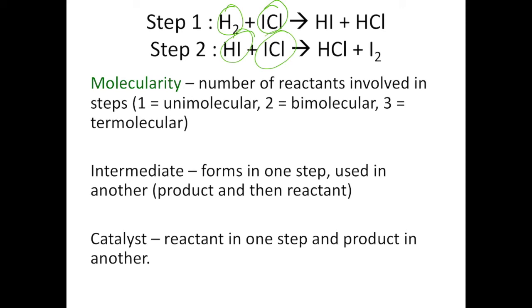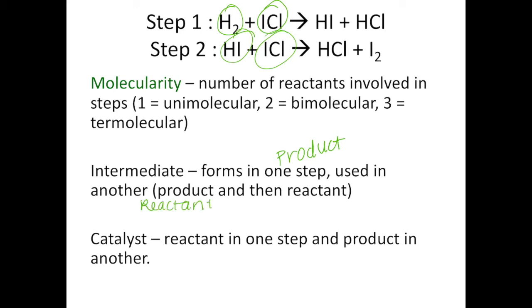If you are asked for the molecularity, you just have to look at each step and tell me if there's one or two things that are reacting together. So they're both bimolecular here. An intermediate is something that you form in one step, so it's a product, and then it's used in another one, so then it becomes a reactant.